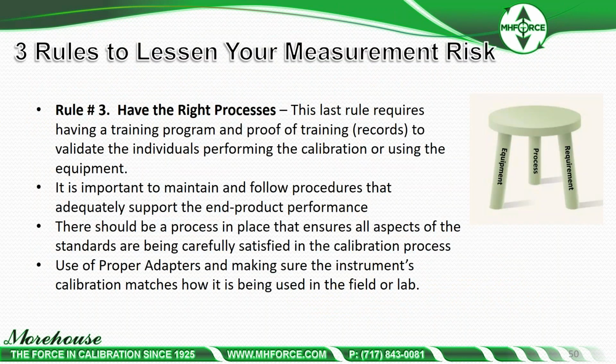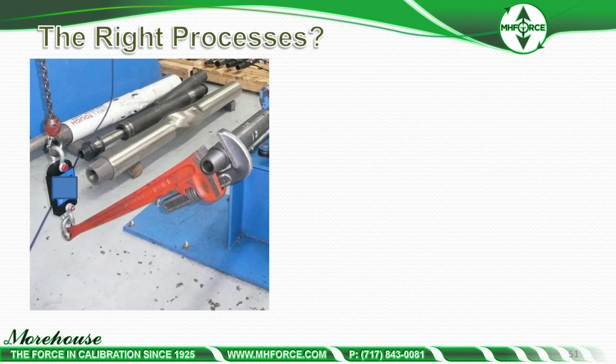So rule number 3, have the right process. The last rule requires having a training program and proof of training records to validate the individuals performing the calibration or using the equipment. It's important to maintain and follow procedures that adequately support the end product performance. There should be a process in place that ensures all aspects of the standards are being carefully satisfied in the calibration process. Use proper adapters and make sure the instrument's calibration matches how it is being used in the field or lab. So we talk about right process.